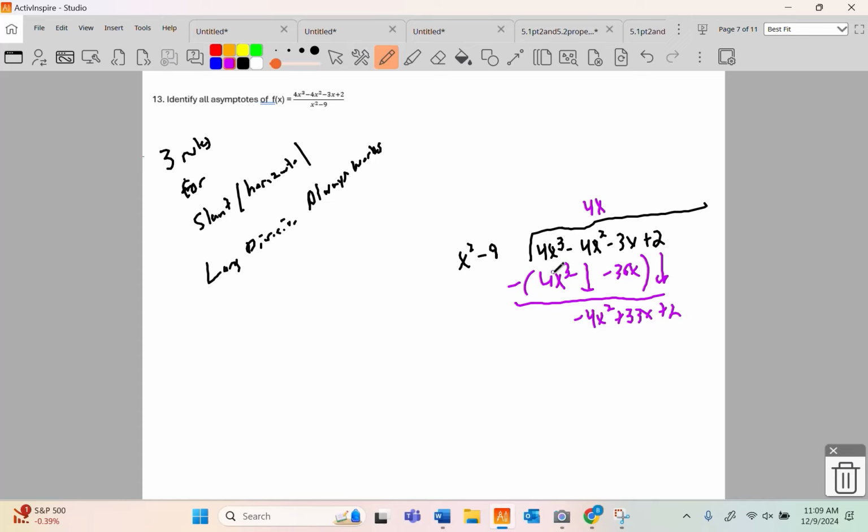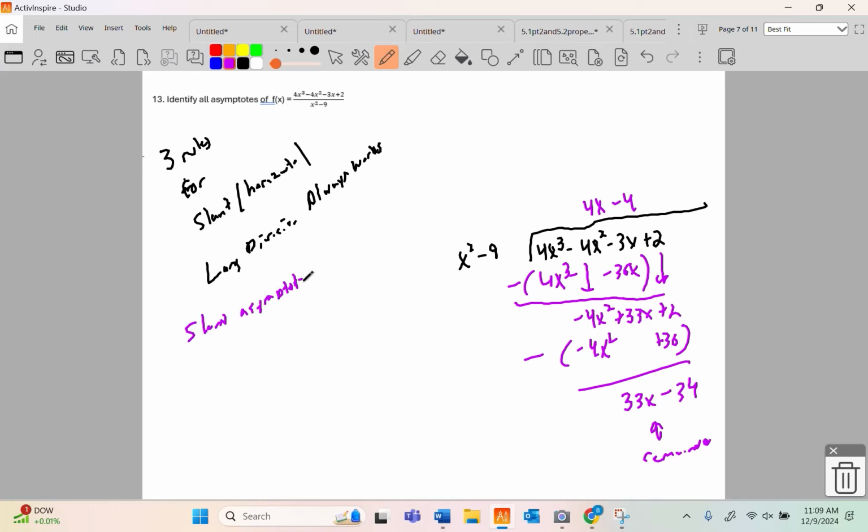Now, for x squared to become negative 4x squared, I need a negative 4. So negative 4x squared plus 36. Again, you wrap before you subtract. And we're going to have 33x minus 34. And this is the remainder. And it disappears. So there is a slant asymptote at y equals 4x minus 4. That's a slant asymptote, all right?